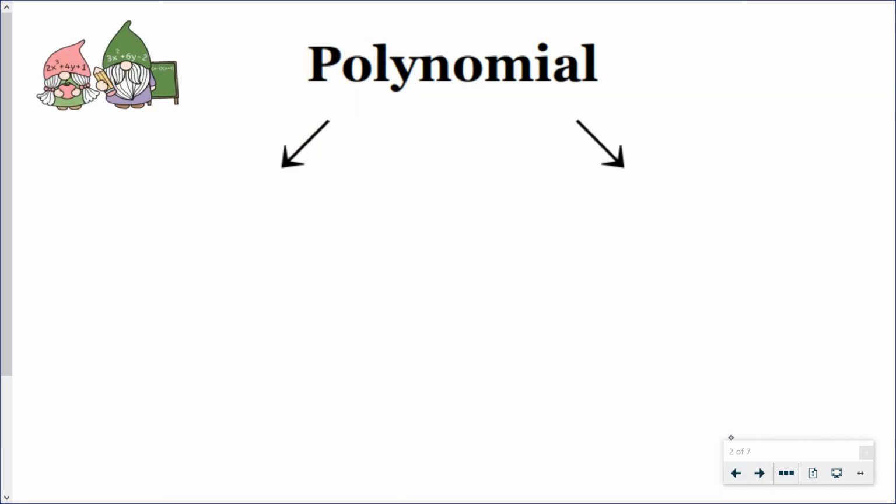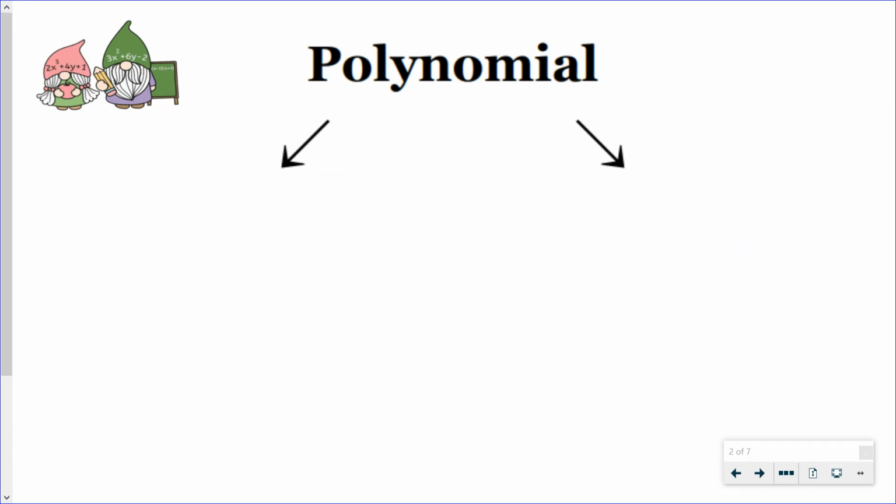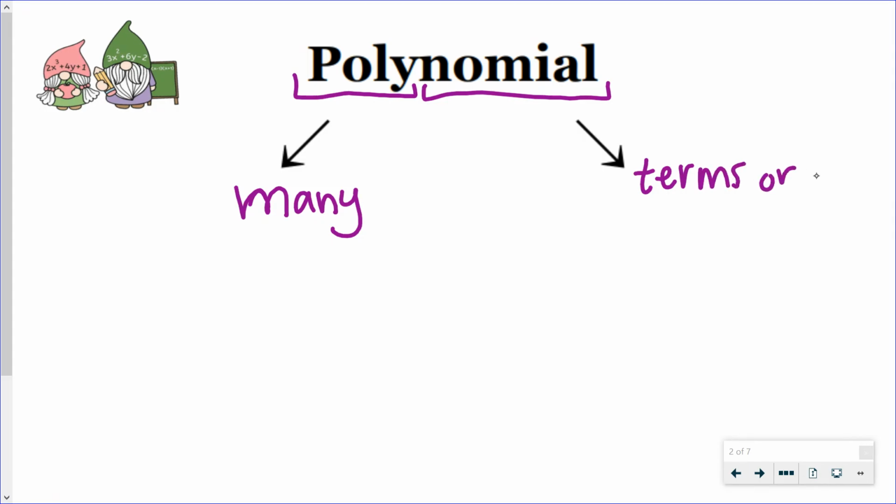So, definition of polynomial. We're going to break it down into the two words that we see in polynomial. My first piece of the word polynomial is poly, and the prefix poly means many. Okay, so when we have a polynomial, we have many, and then the nomial part means terms or parts. So a polynomial is many terms or parts.